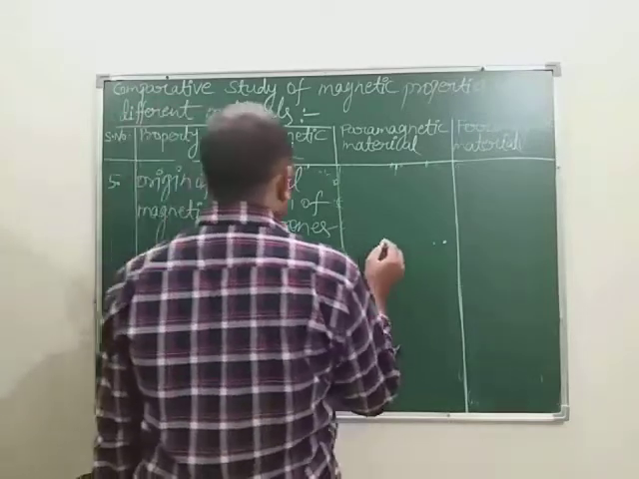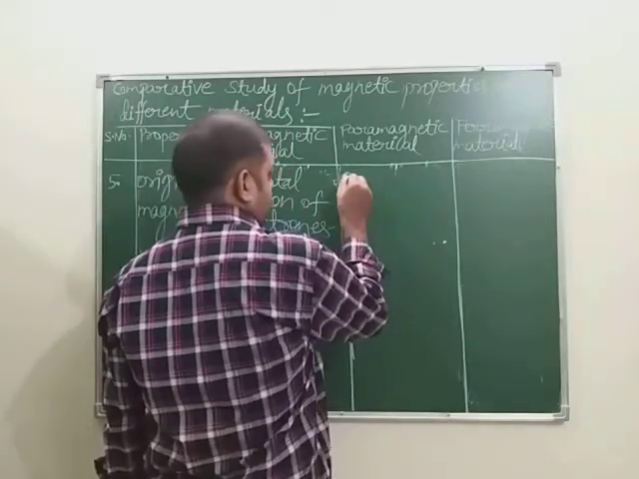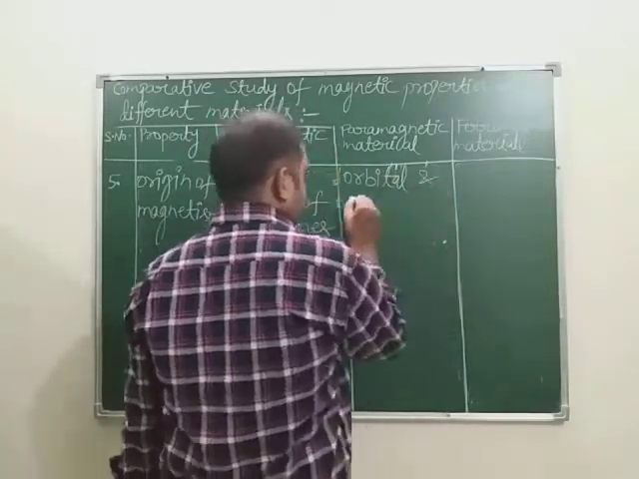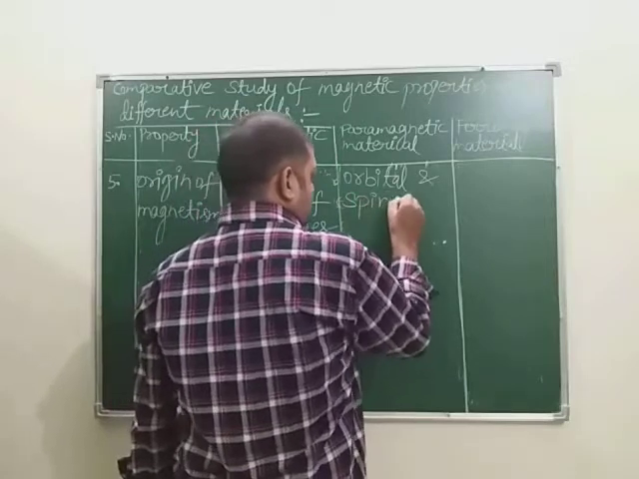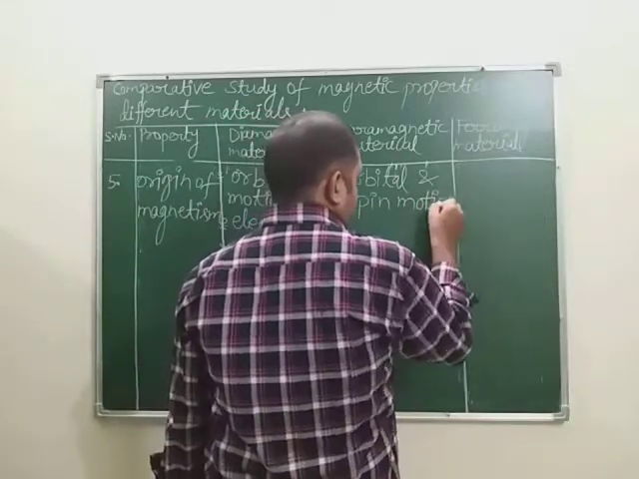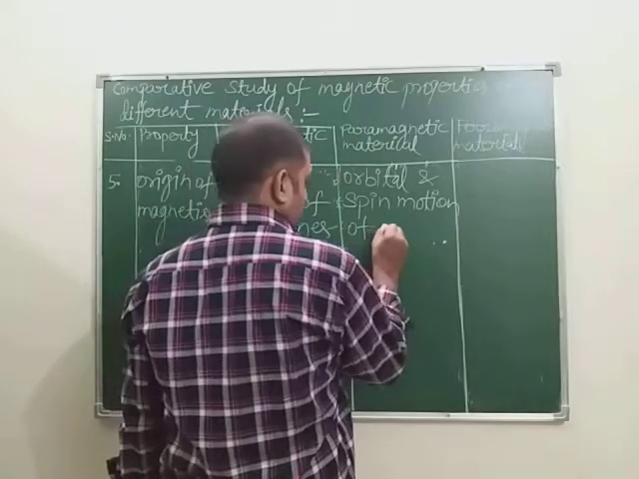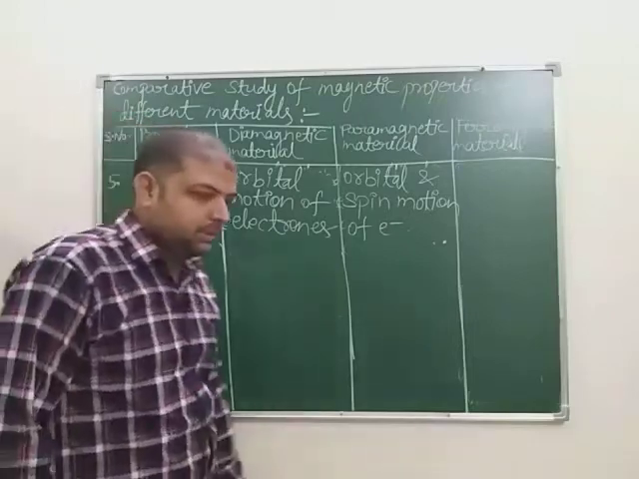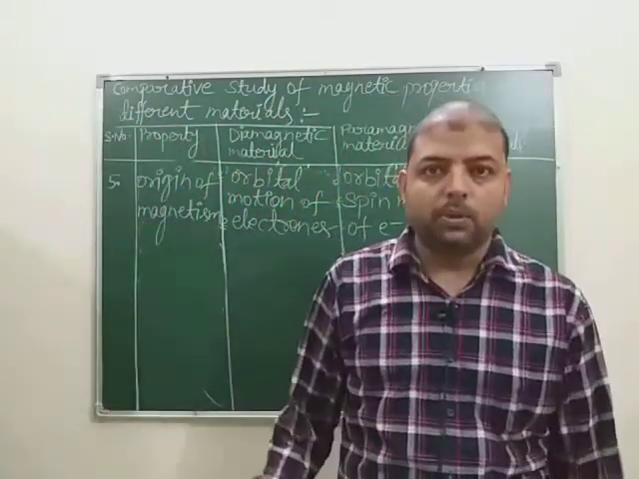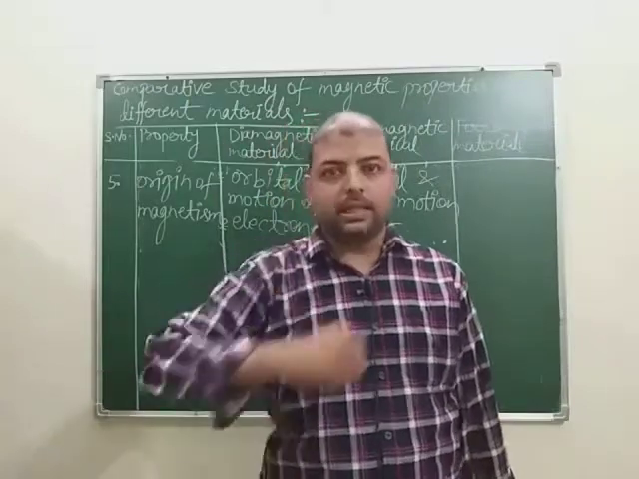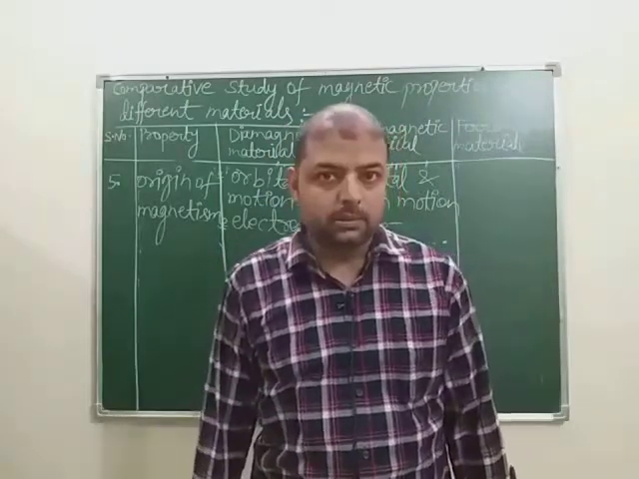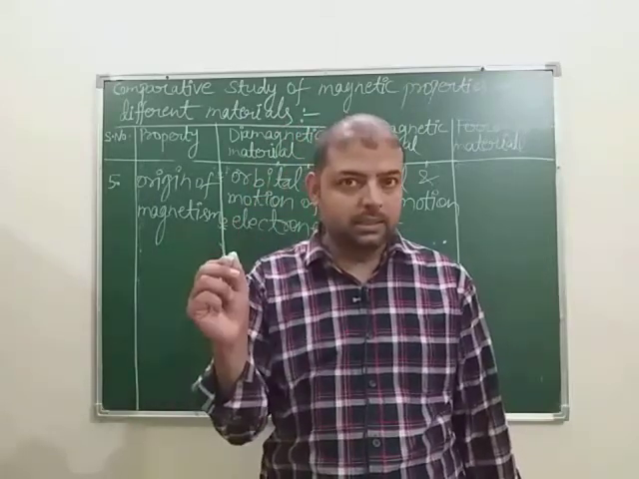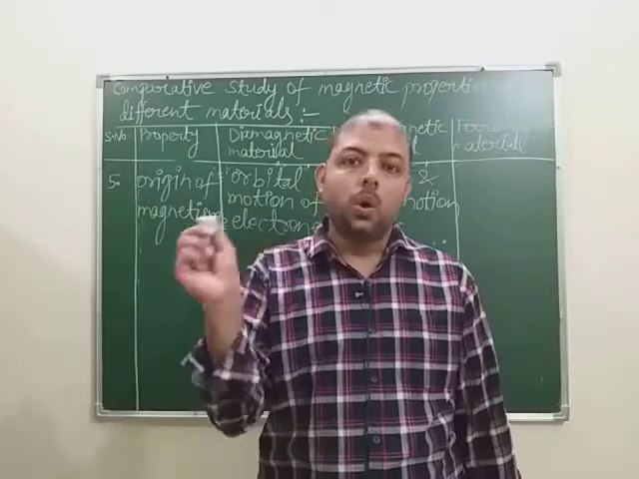This one, paramagnetic substance, is due to orbital and spin motion of electrons. Orbital motion means that a positive charge lies in the nucleus and the electron is revolving in outer orbits, so this is called orbital motion. And the electron is also rotating on its own axis.